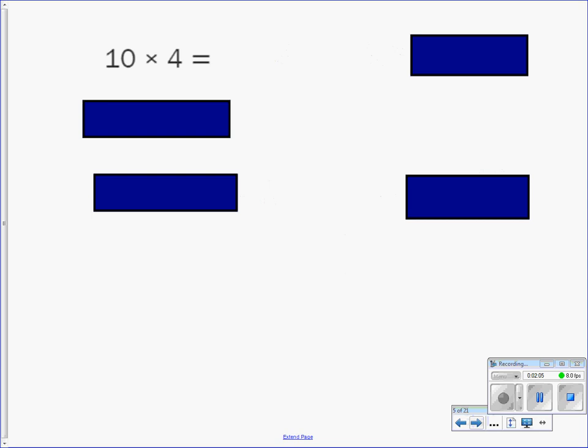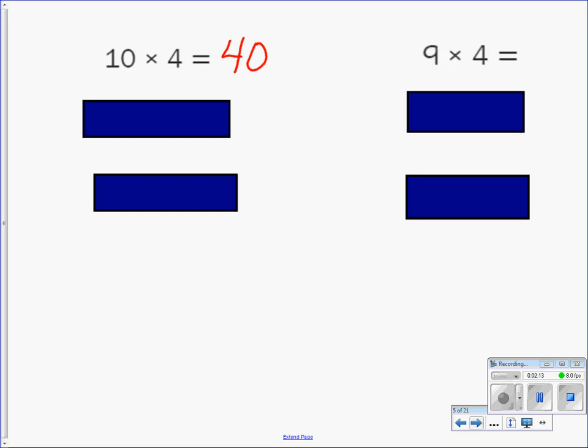10 times 4, well, we can skip count by 10's. So 10 times 4 would equal 40. And I can use that to help me figure out 9 times 4. But this time, instead of adding a group of 4, I lost a group of 4, so I'm going to subtract that group of 4. So 40 minus 4 would give me 36.